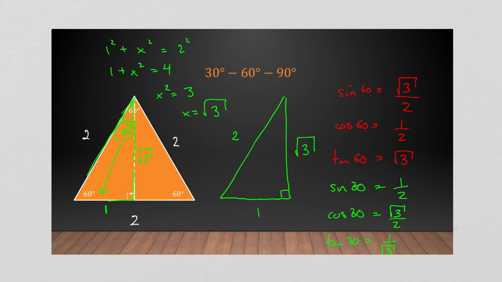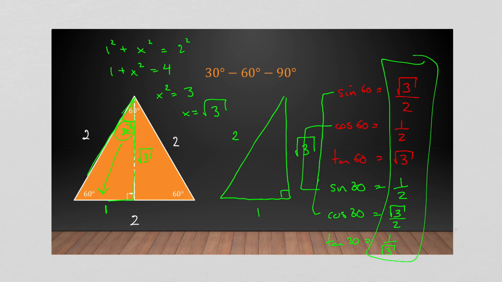If you remember from our previous video, sine of 60 is equal to cosine of 30. Cos of 60 is equal to sine of 30, right? So those relationships come back. But that's a 30, 60, 90 triangle. These are your ratios. They involve root 3s and 2s.